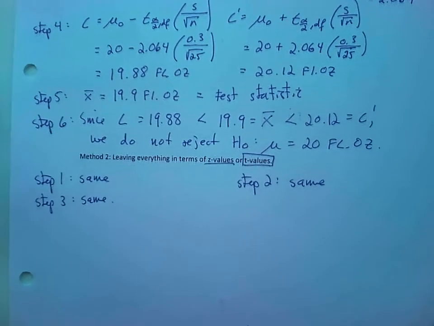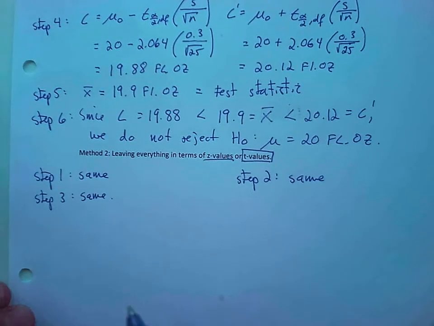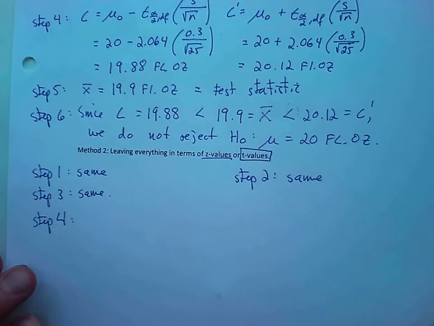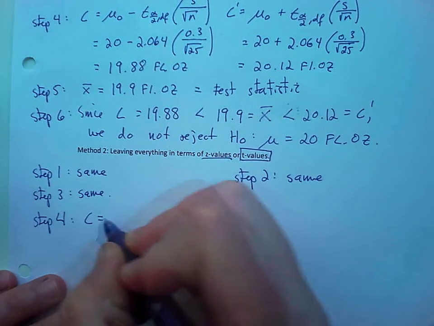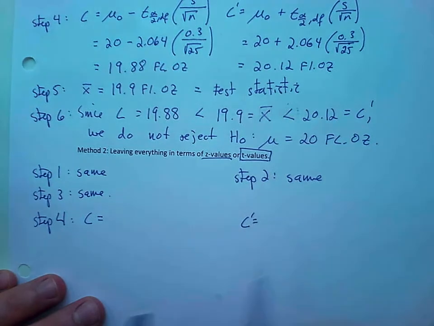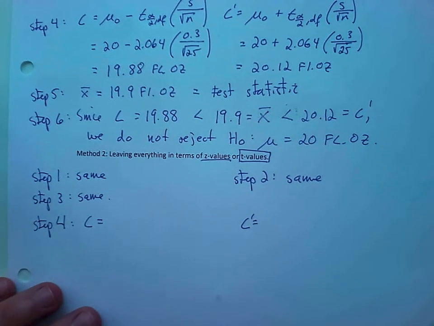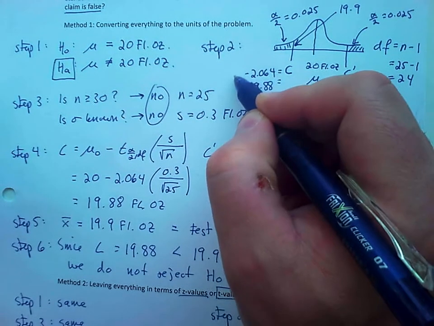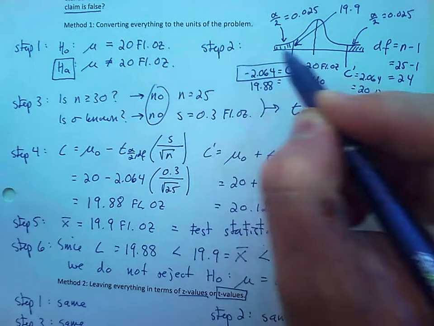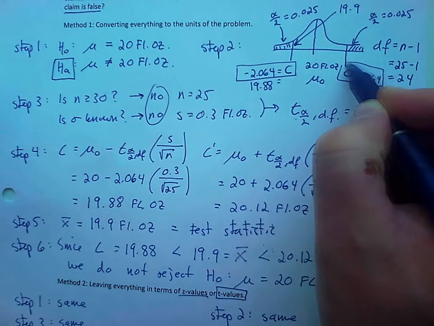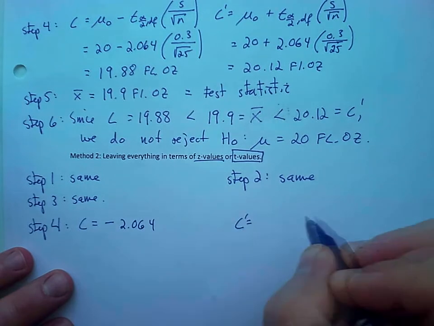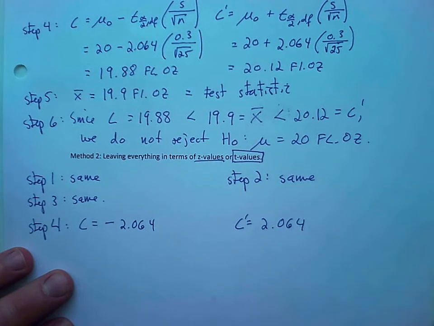Alright, so let's continue with this problem. Now in method number 2, for step number 4, we're going to figure out what our critical values are. But now we can have them in terms of t values, which is what we already looked up before. We already said that our critical values in terms of t values were either negative 2.064 or positive 2.064.